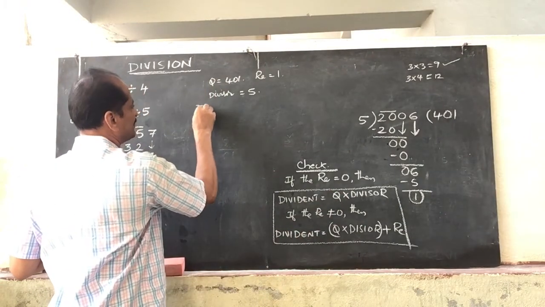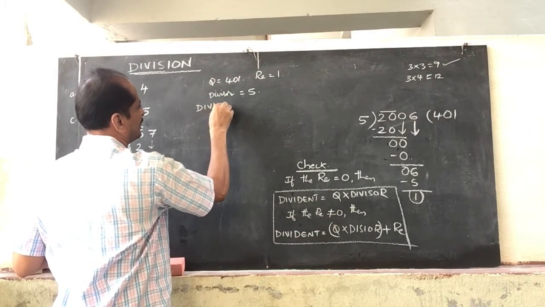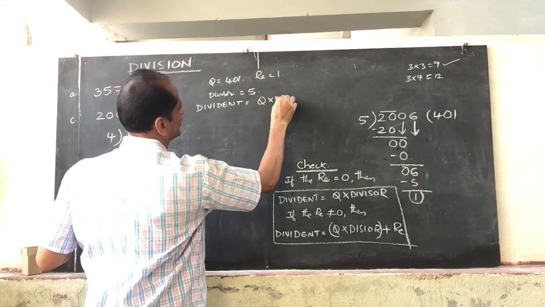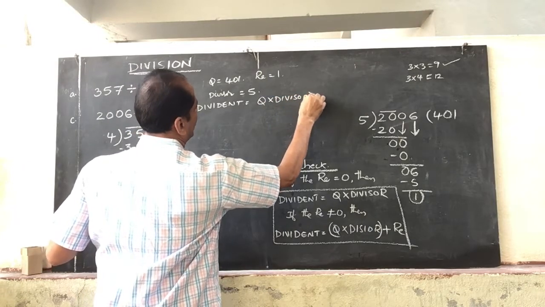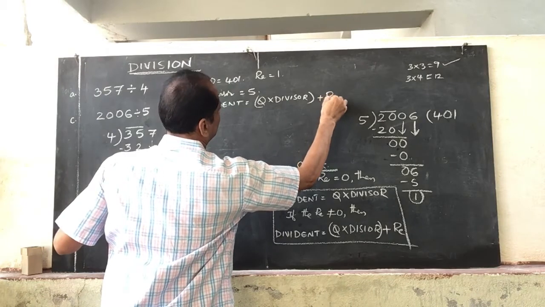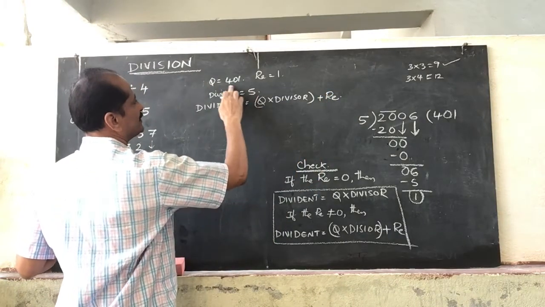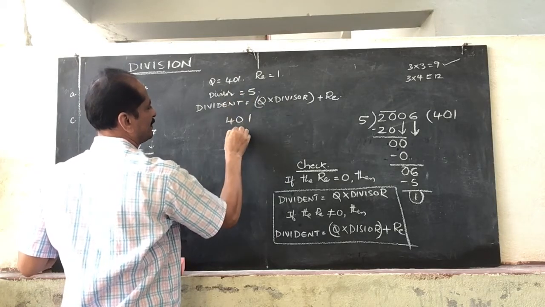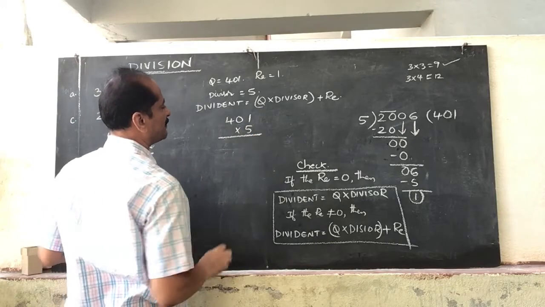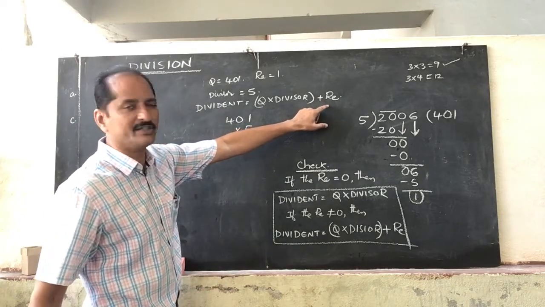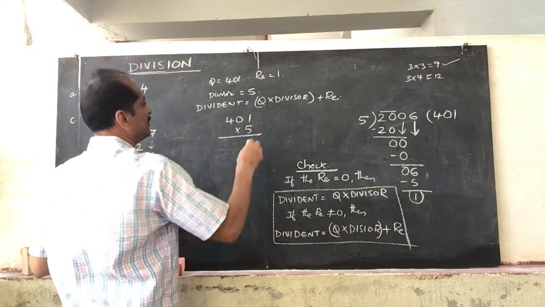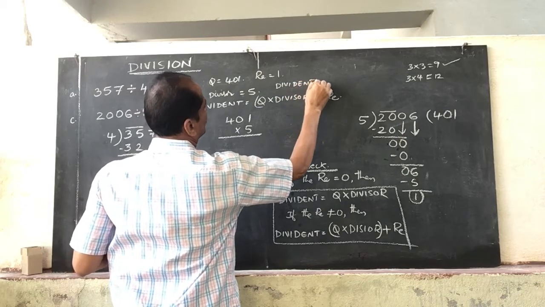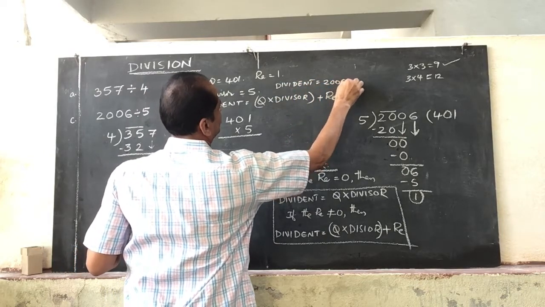So dividend is equal to, always you can write, dividend is equal to quotient into divisor plus remainder. So what is the quotient? Quotient is equal to 401 into divisor. What is the divisor? 5. Multiply it with 5. If you are multiplying with 5 and adding remainder, how much you should get? Dividend you should get. What is the dividend? Dividend is equal to 2006. So this much you should get as the answer.